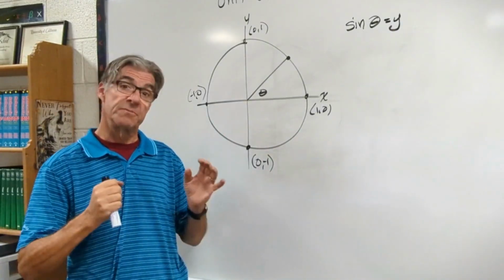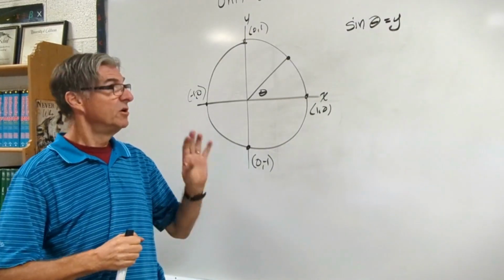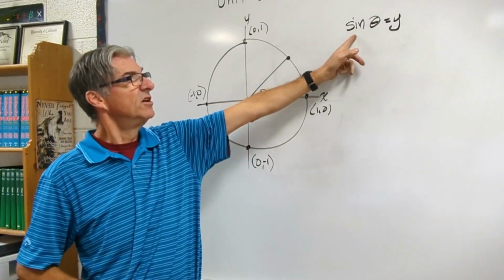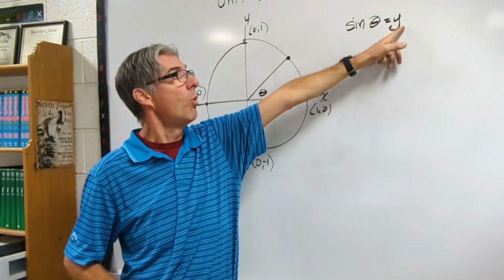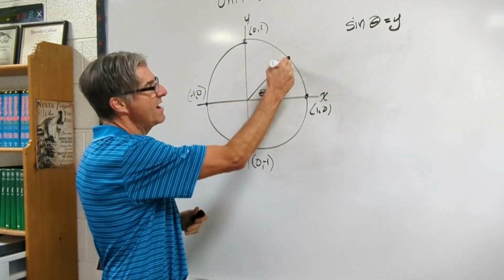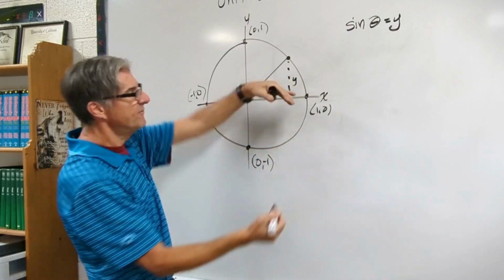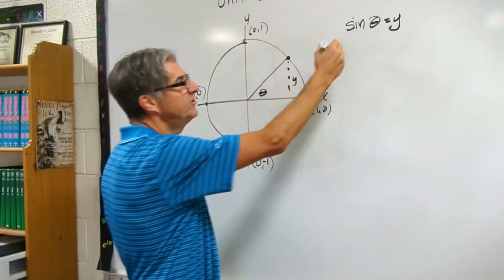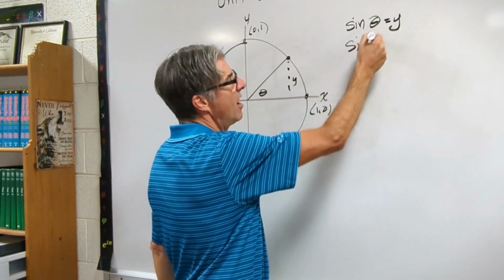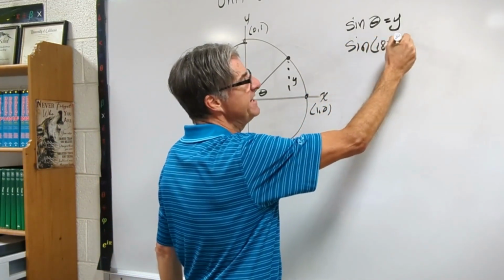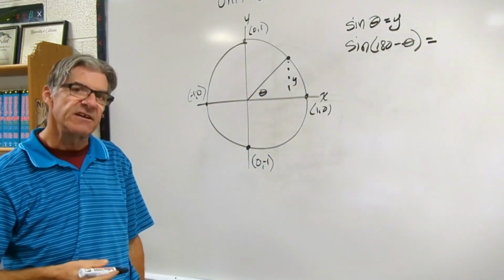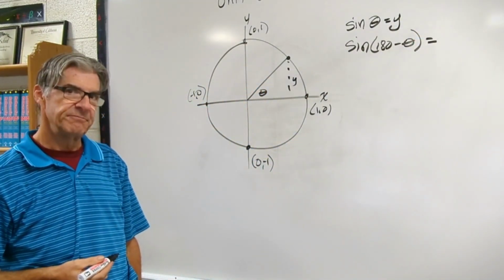Let's tease out some interesting relationships with trigonometry and the unit circle. So let's start with sine theta. We know that sine theta is y. That is this y value coming up off of the x-axis. So sine theta is y. Now I want to ask you, what do you think sine of 180 minus theta is? Pause the video, think about that, come up with your answer, and come back.